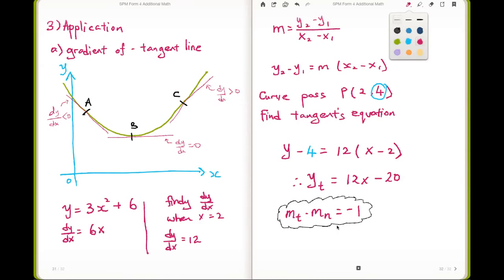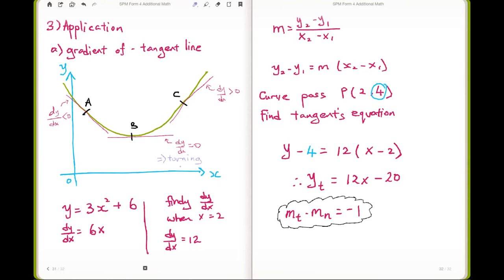Now next, I will talk about the turning point. It's also called the turning point because this is a time when the gradient changes from negative to positive. So this point would be my turning point.